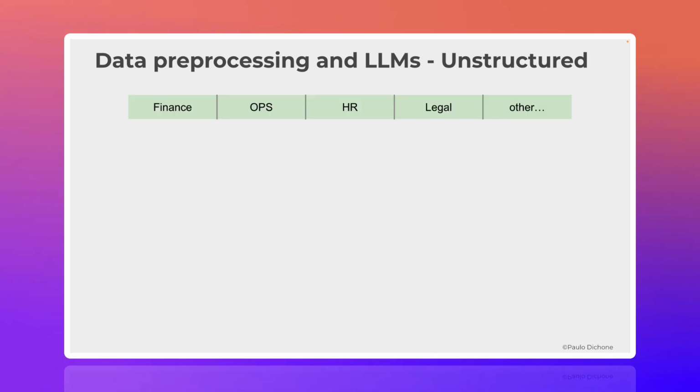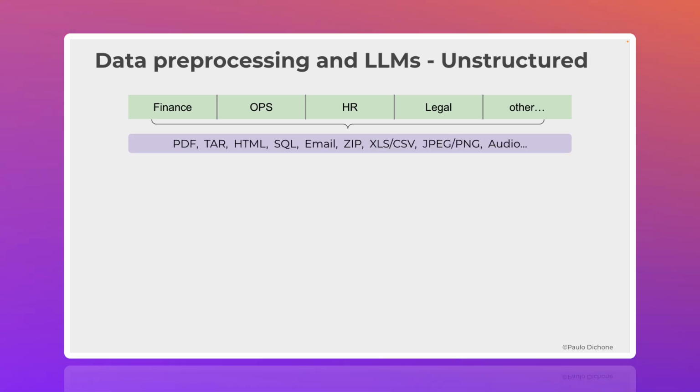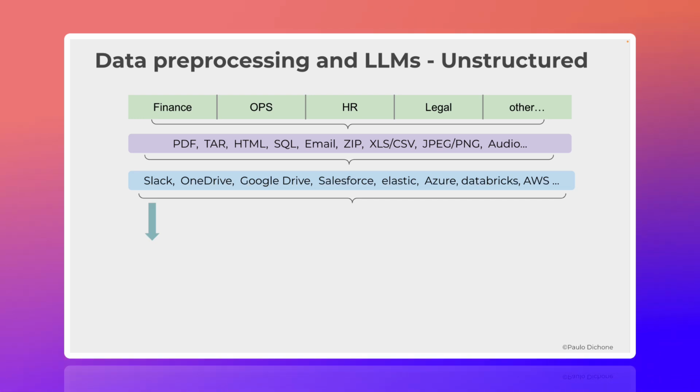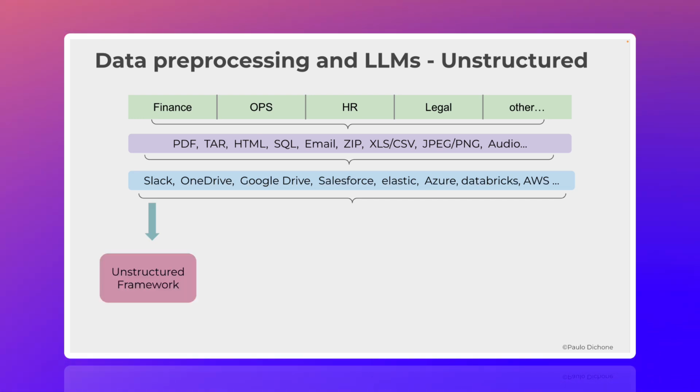So this image here illustrates something that is very common in big organizations. So we have, for instance, different departments: finance, ops, HR, legal, and many, many others. So all of these have many kinds of documents: PDF, TAR, HTML, SQL, email, zip files, XLS, CSV, you name it, right? But most importantly, we pass all that information through the Unstructured Framework.